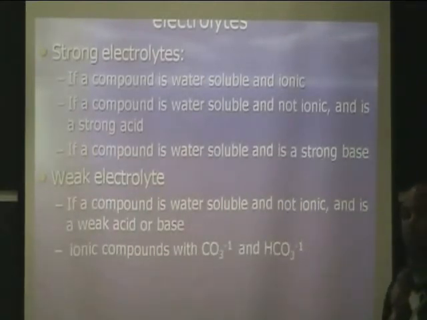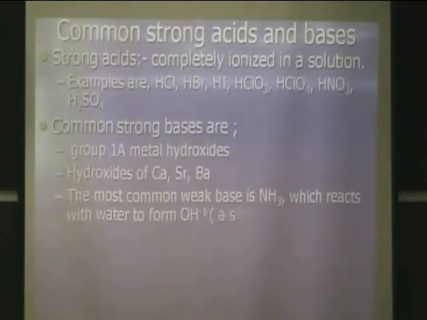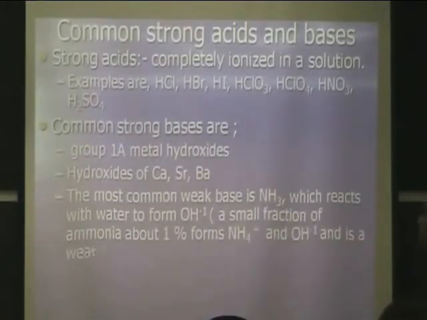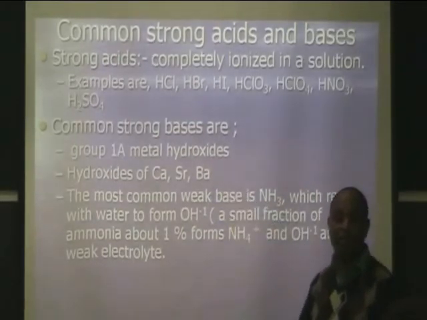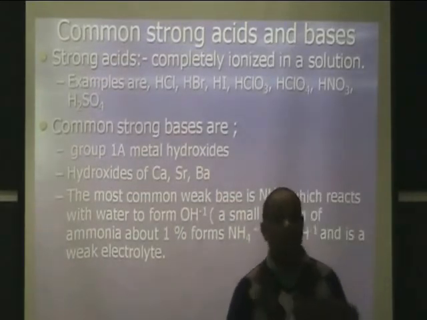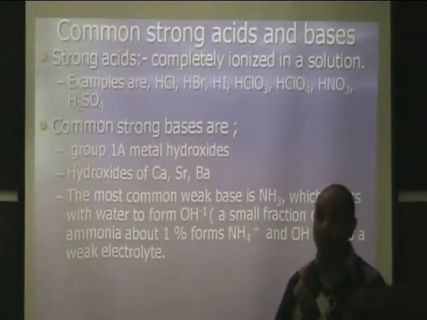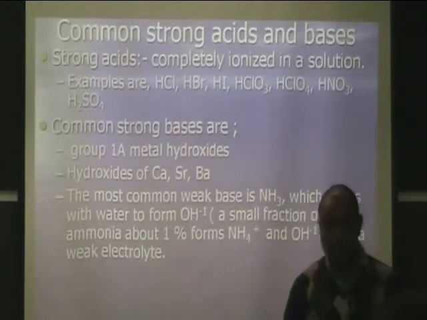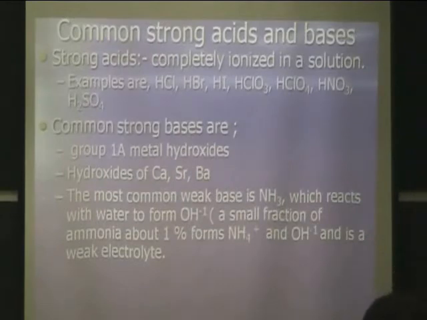Now, we also need to find out about strong bases. I have a list of strong bases for you here. Strong bases are mostly alkali metal hydroxides, or group 1A metal hydroxides. Again, we have to go back to chapter 2. What are group 1A? Lithium, sodium, potassium, rubidium, cesium, francium.